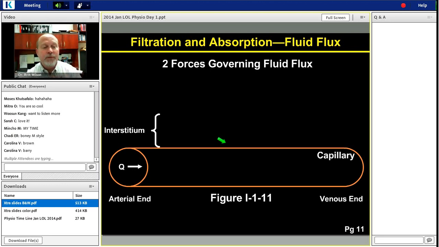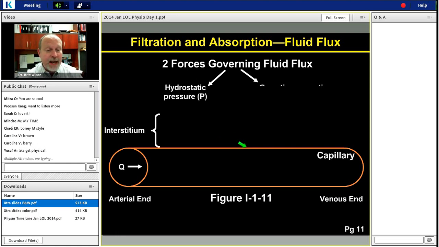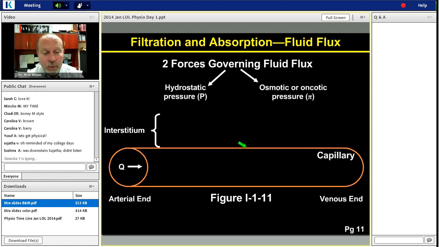All right, fluid flux across the capillary. Now, we already know one of the factors that moves water is osmosis. Well, the second factor that will move water is hydrostatic pressure differences. So we're going to have two fundamental forces at work that are going to influence water flux across the capillary.